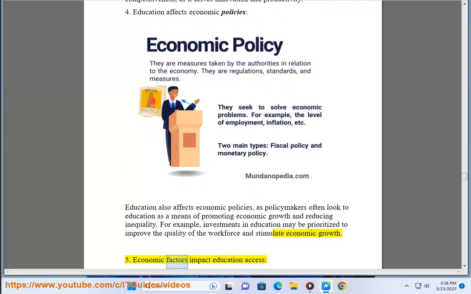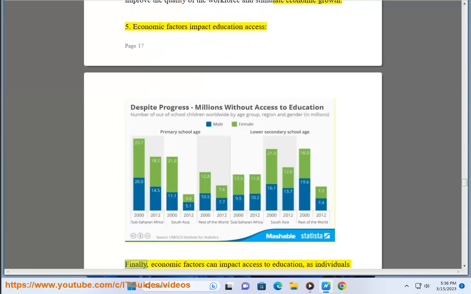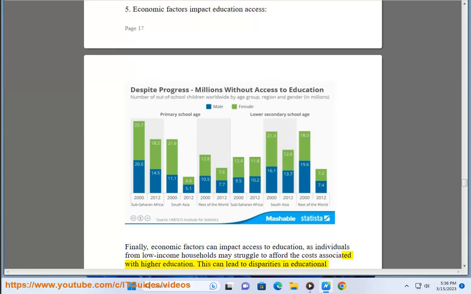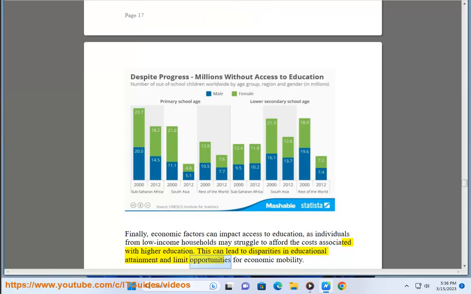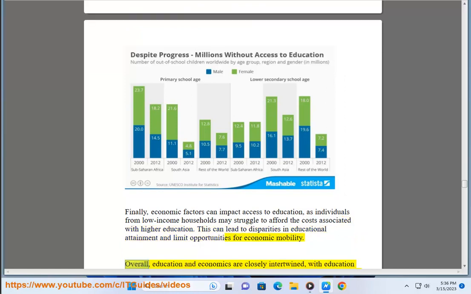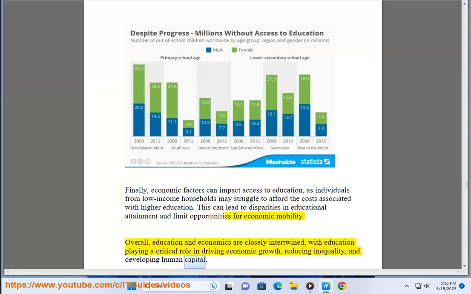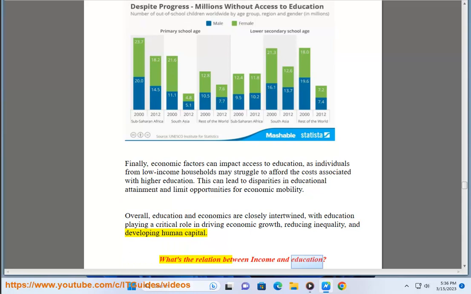5. Economic factors impact education access. Finally, economic factors can impact access to education, as individuals from low-income households may struggle to afford the costs associated with higher education. This can lead to disparities in educational attainment and limit opportunities for economic mobility. Overall, education and economics are closely intertwined, with education playing a critical role in driving economic growth, reducing inequality, and developing human capital. What's the relation between income and education?